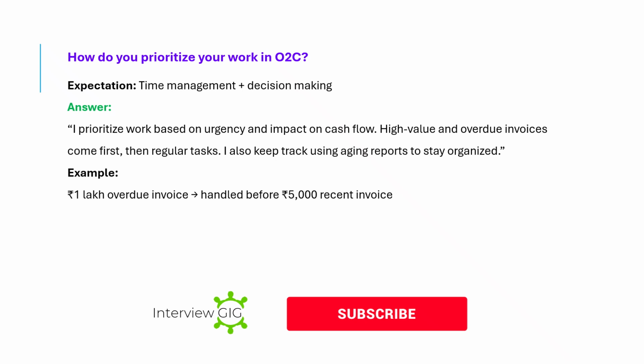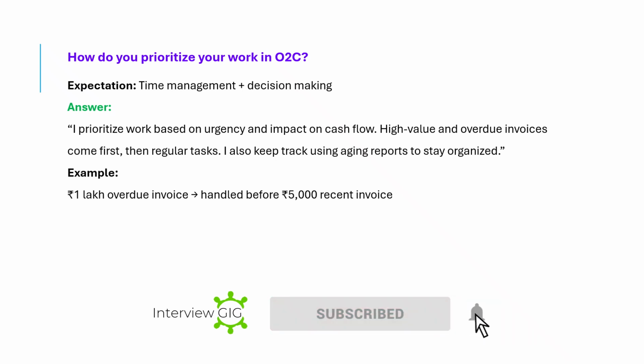Extra O2C interview question: How do you prioritize your work in O2C? Expectation: time management plus decision making. Answer: I prioritize work based on urgency and impact on cash flow. High value and overdue invoices come first, then regular tasks. I also keep track using aging reports to stay organized. Example: 1 lakh overdue invoice handled before 5,000 recent invoice.